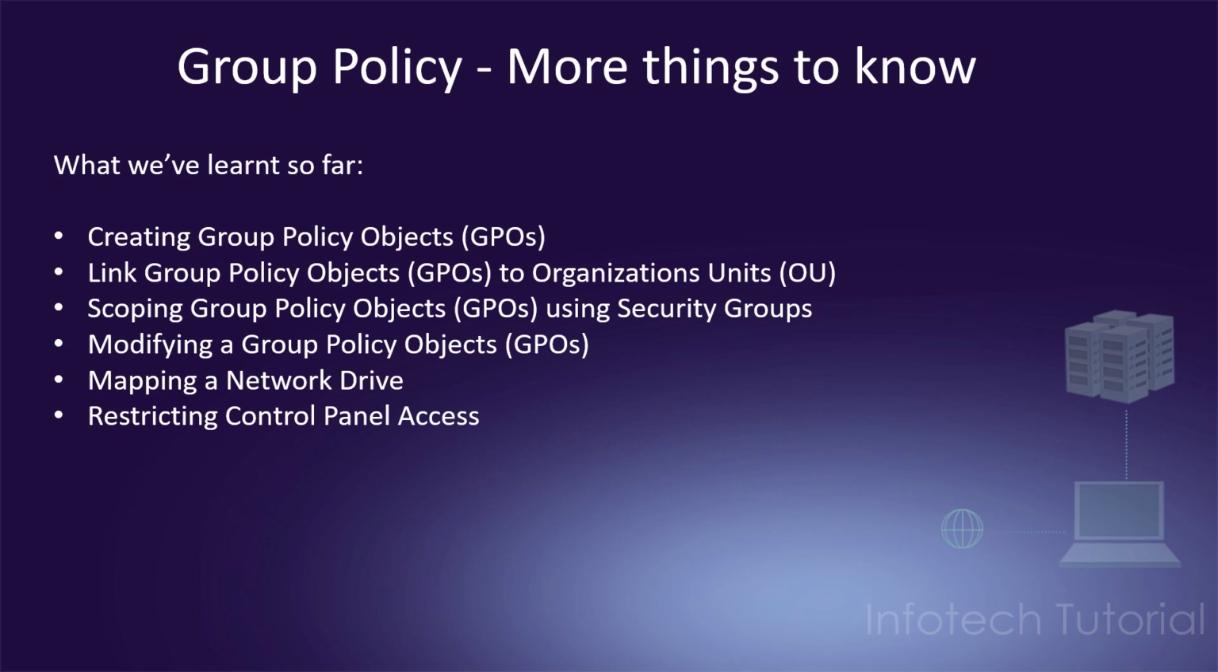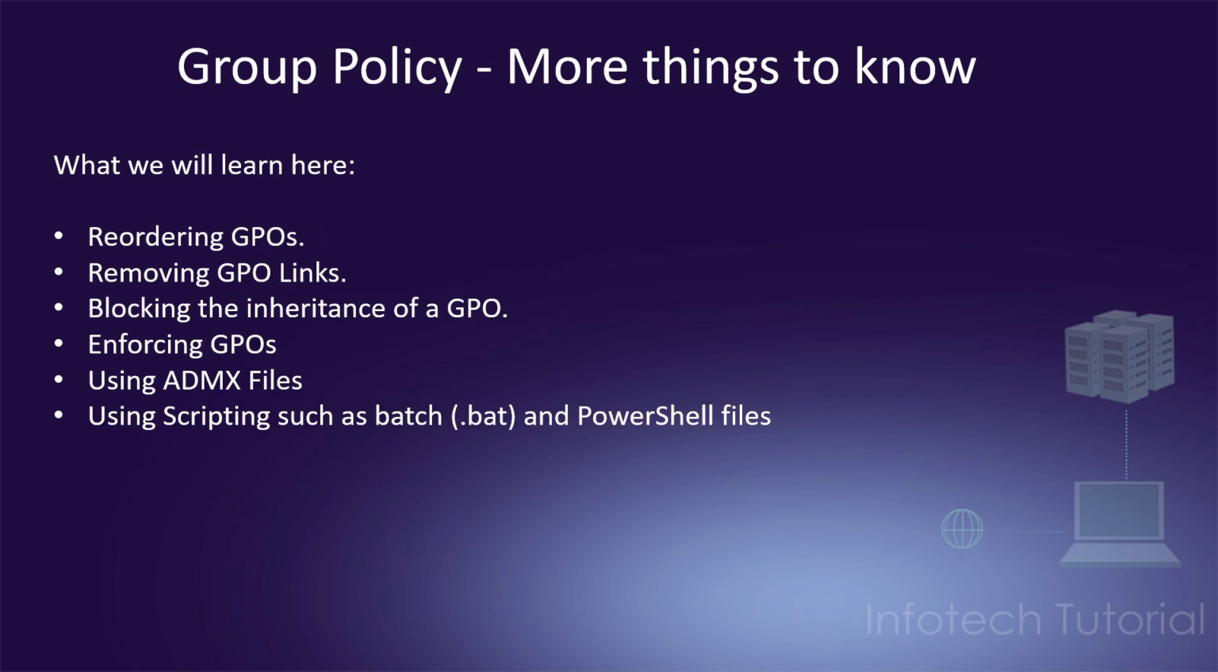Now in the last video we were introduced to group policy and what we're able to automate with it. We were able to configure users' password policies, we were able to map a network drive, and we were able to restrict control panel settings. We also learned how to properly scope our group policies so we don't apply them to everyone.